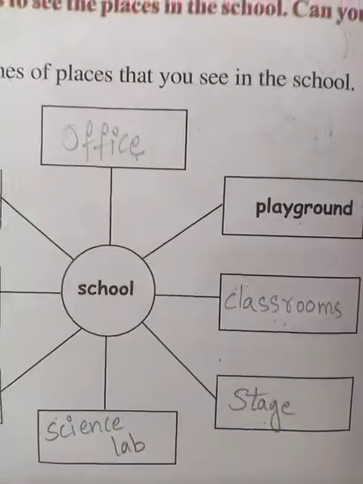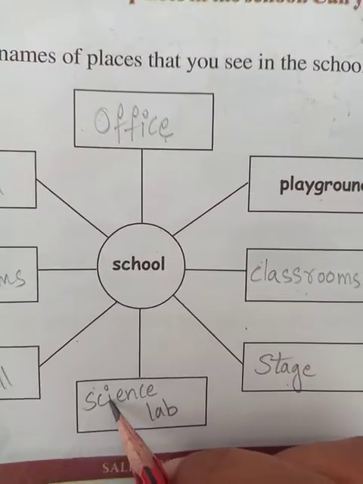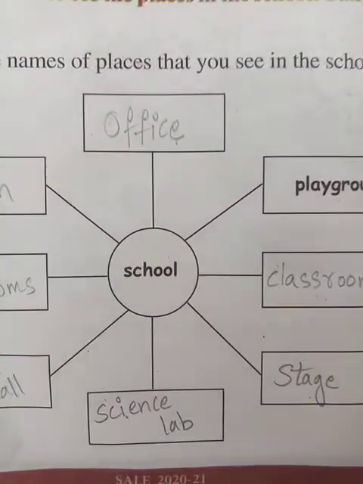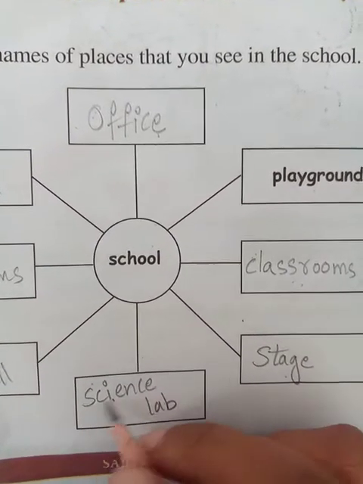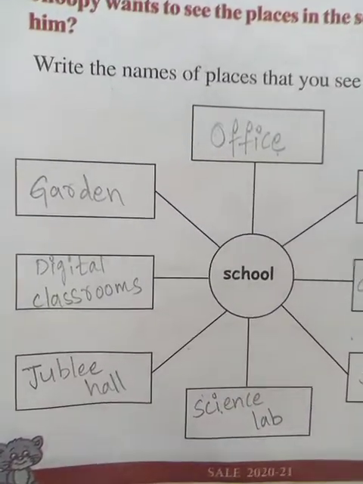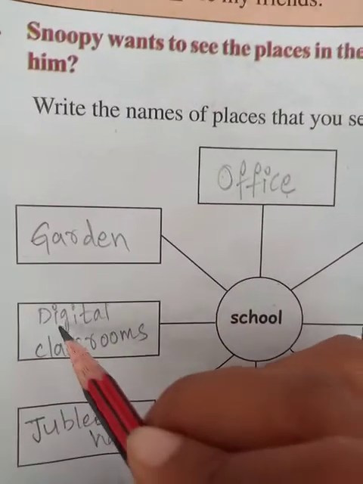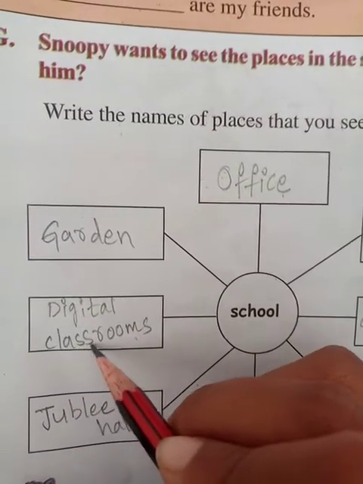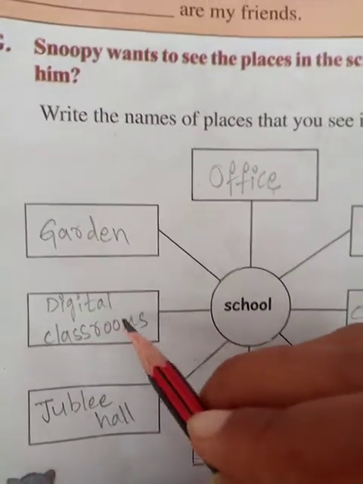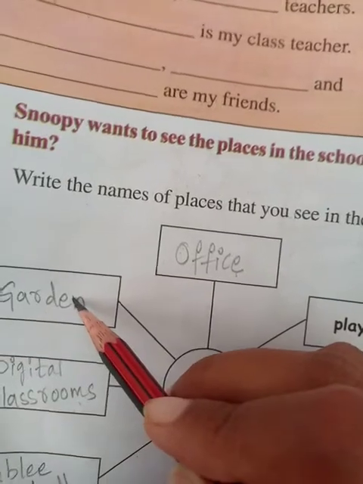Next, stage. S-T-A-G-E, Stage. Here, science lab. S-C-I-E-N-C-E, Science. Lab. Science lab. Next, Jubilee Hall. J-U-B-I-L-E-E, Jubilee. H-A-L-L, Hall. Next, digital classrooms. D-I-G-I-T-A-L, digital. C-L-A-S-S-R-O-O-M-S, classrooms. Next, garden. G-A-R-D-E-N, Garden.